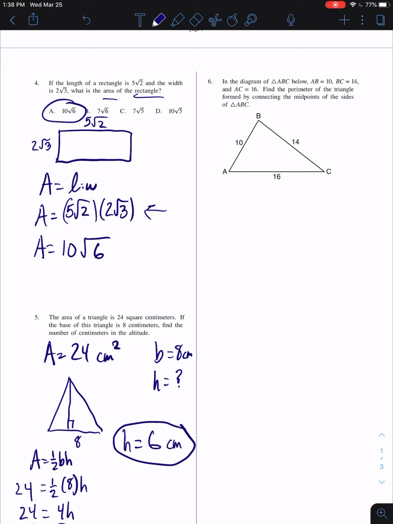So here, this is something that I wanted to throw in as a review. They're finding the perimeter of the triangle formed by connecting the midpoints of the sides of triangle ABC. So what we're going to do is find the midpoint of each side and connect those to form a triangle.